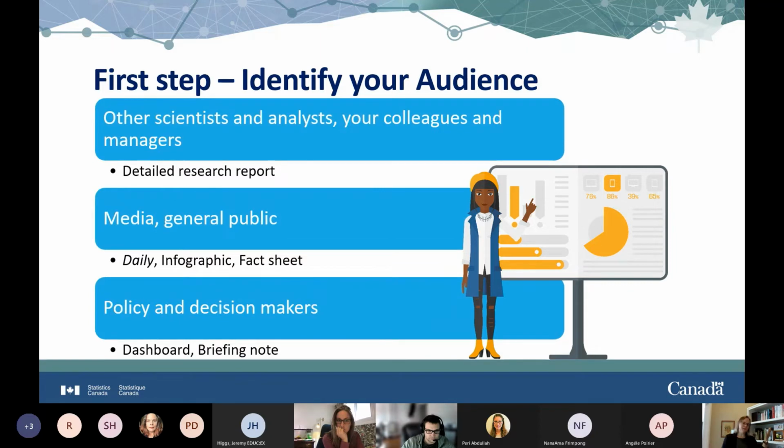This is a little bit like what I just said. If you're targeting other scientists and analysts or your colleagues, you're going to probably go for a detailed research report. If your audience is the media or the general public, you're probably going to go with an infographic or a daily. I'm going to go back to it later. Fact sheets are also great products when you want to simplify for the general public. Policy decision makers will maybe prefer a briefing note or a dashboard.